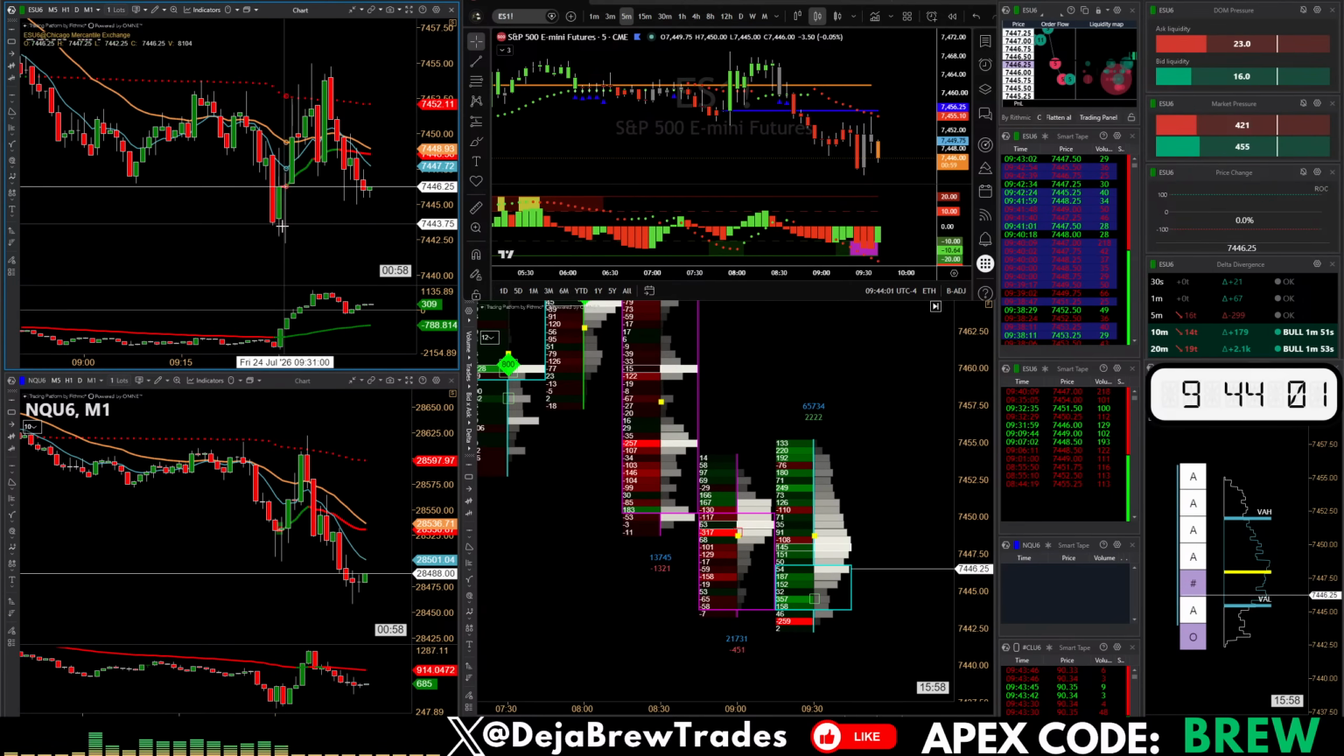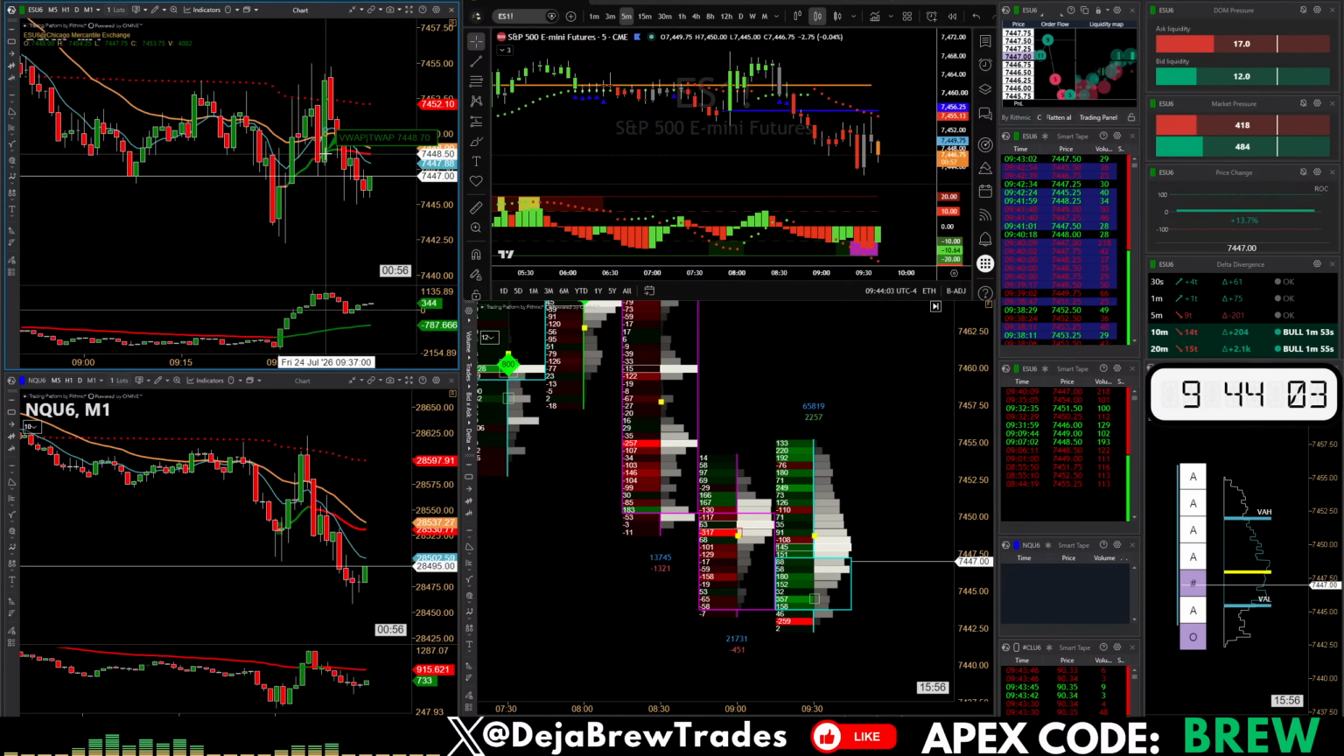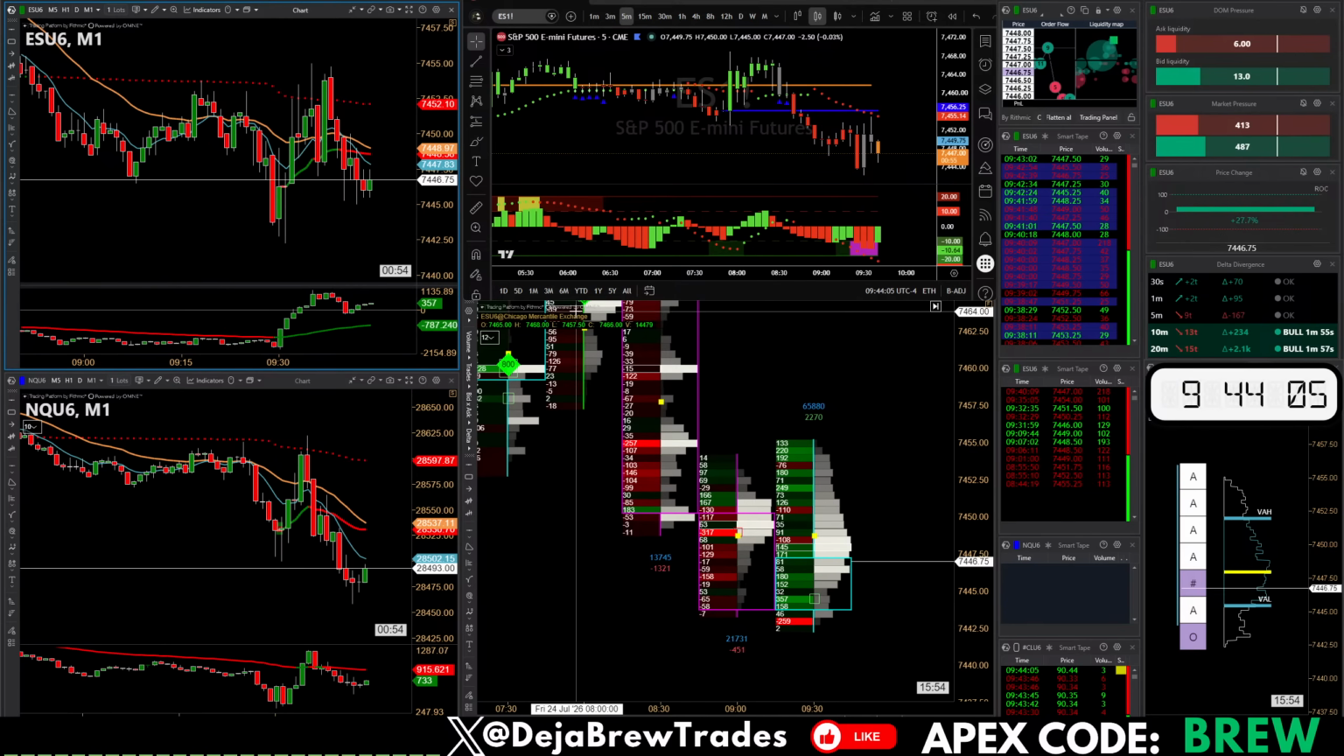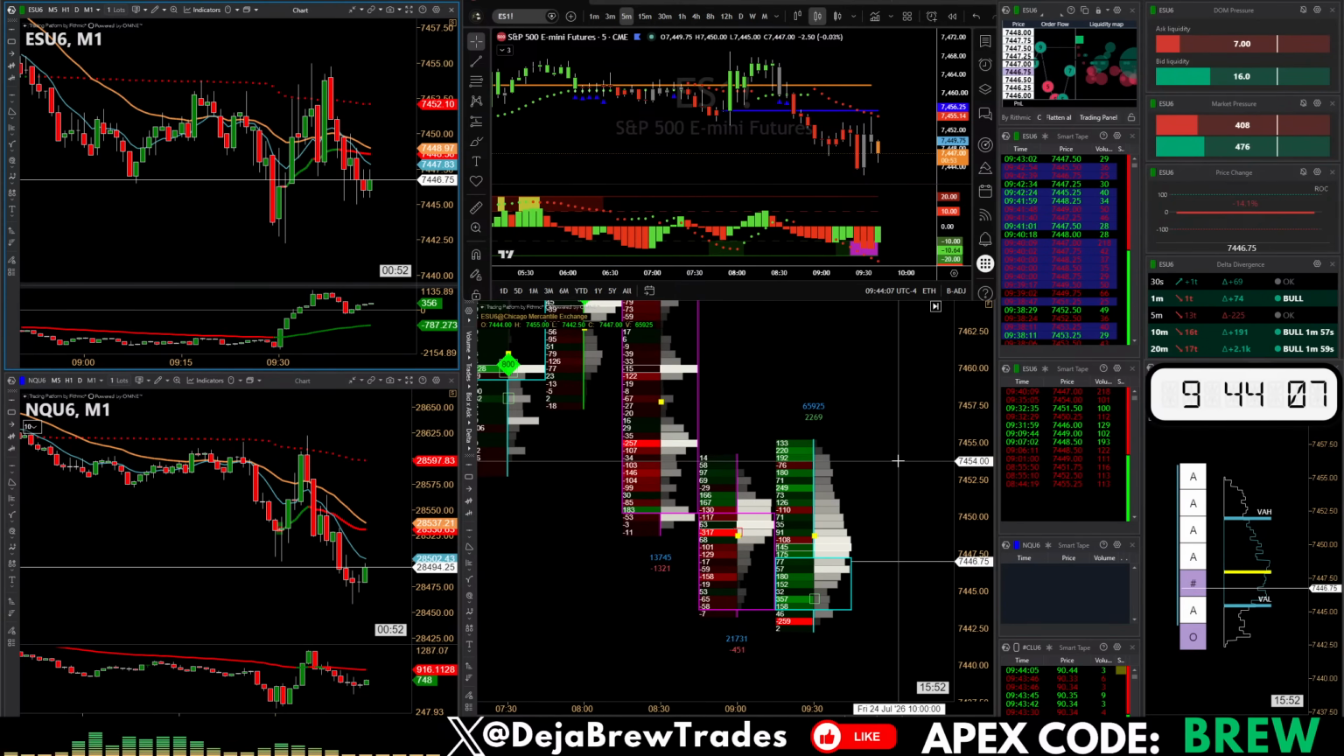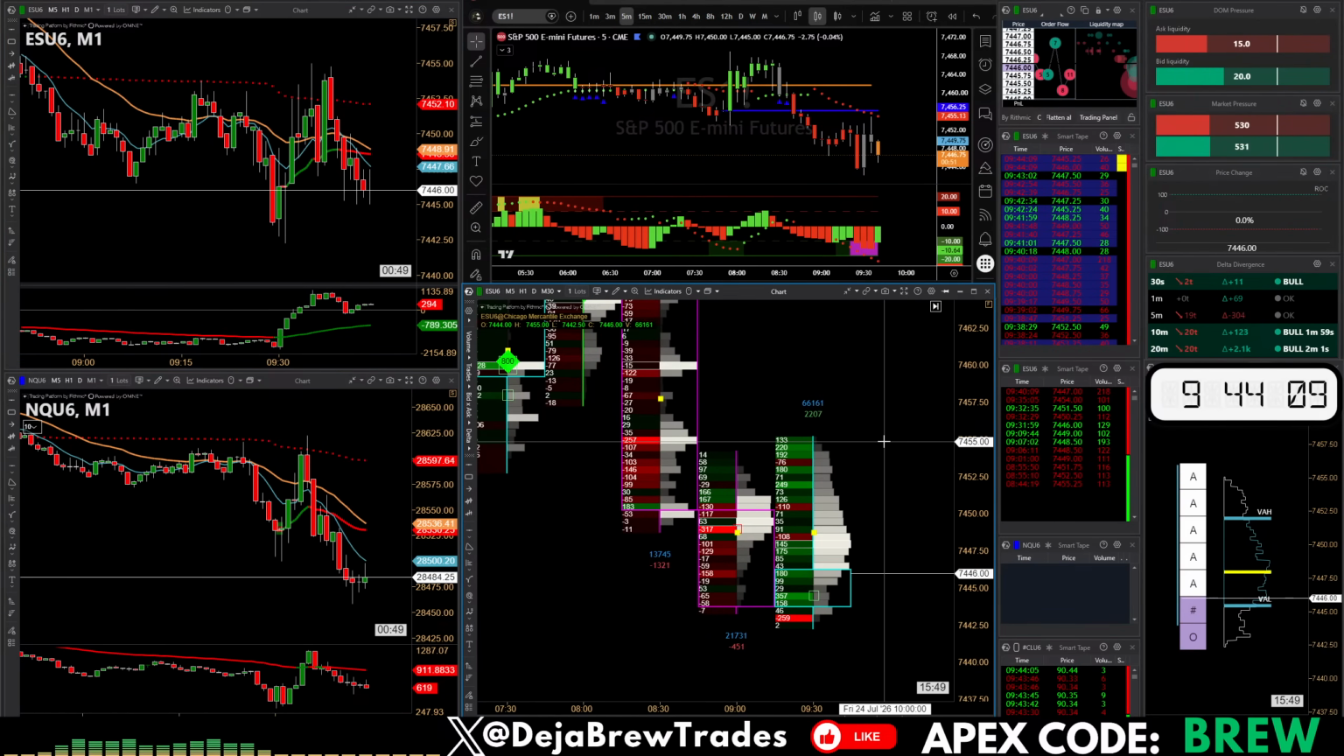Okay, here is the target for that bear flag into VWAP there. A little bit of a choppy one, but it is hitting that prior low.